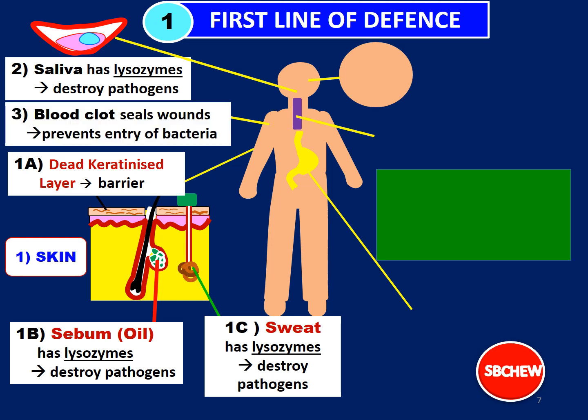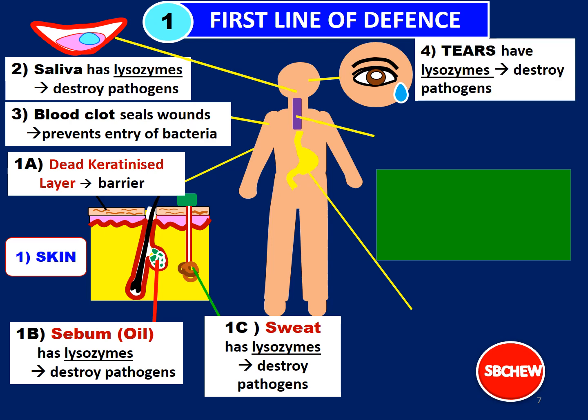Thirdly, if a person should get a cut or a wound on his skin, that becomes a doorway for pathogens to enter. So the blood will quickly clot on the wound or cut to seal it and prevent the entry of pathogens. Fourthly, the eyes produce tears. So tears are not just for crying. The tears contain lysozymes which constantly destroy pathogens that try to enter our eyes.